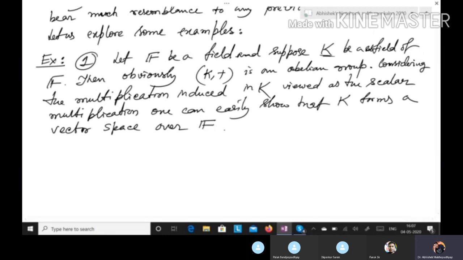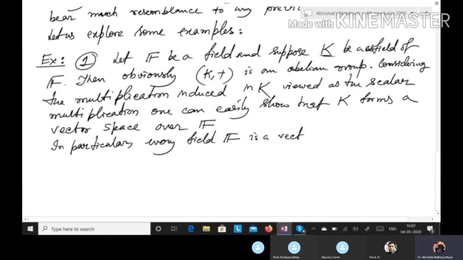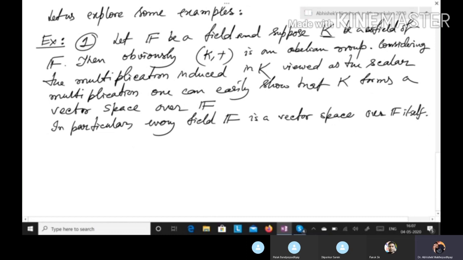And in particular, every field F is itself a vector space over F itself. Okay. So this is the basic example of vector spaces.